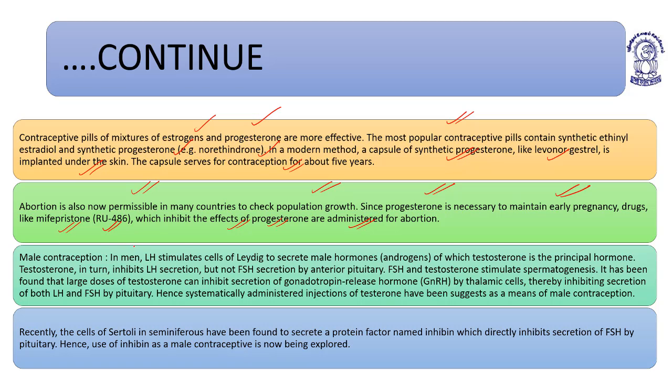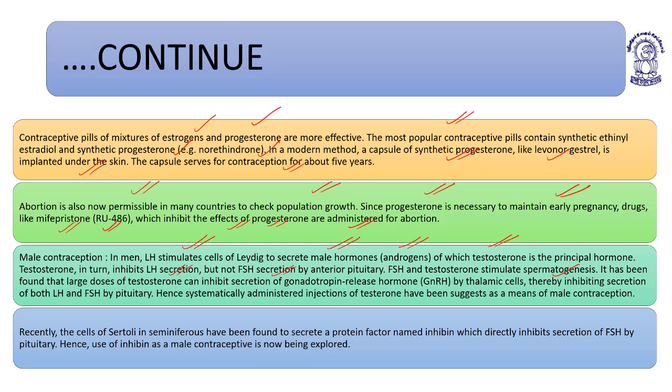Male contraception. In men, LH stimulates the Leydig cells to secrete male hormones, androgens, of which testosterone is the principal hormone. Testosterone in turn inhibits LH secretion but not FSH secretion by the anterior pituitary. FSH and testosterone stimulate spermatogenesis.